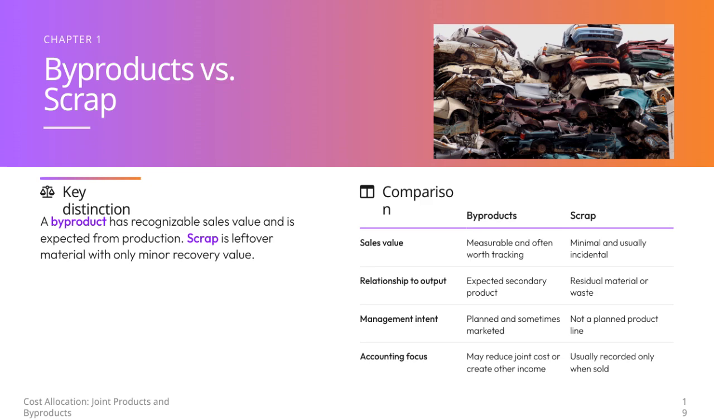Management treats these two differently. Byproducts are planned and sometimes actively marketed, while scrap is not part of any planned product line and is generally managed as waste. From an accounting perspective, byproducts can help reduce joint costs or generate additional income, whereas scrap is usually only recorded when it is sold or disposed of. Understanding this distinction is crucial for effective cost allocation and financial reporting in production environments.